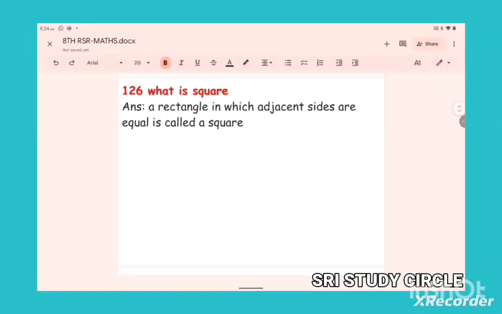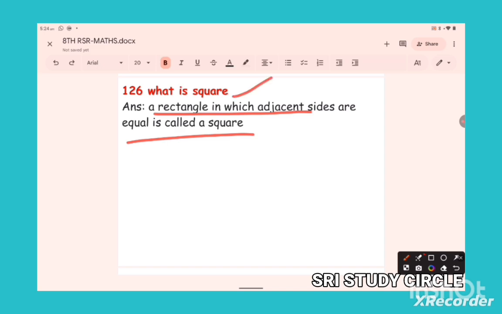What is a square? A rectangle in which adjacent sides are equal is called a square. Or a rhombus which contains one interior angle of 90 degrees is called a square.